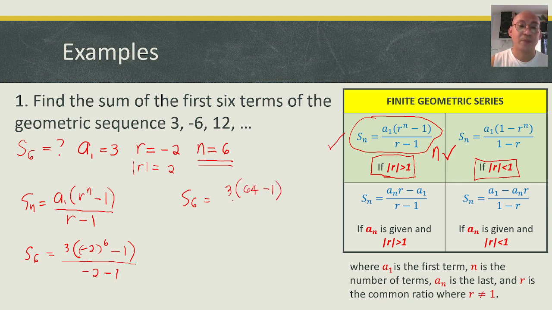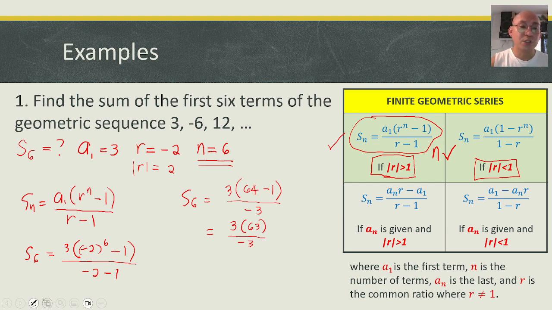minus 1, divided by negative 2 minus 1. That will give us negative 3. So in this case, we have 3 times 64 minus 1, which is 63, divided by negative 3.